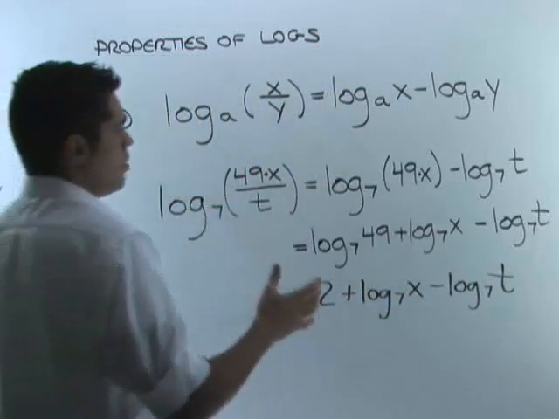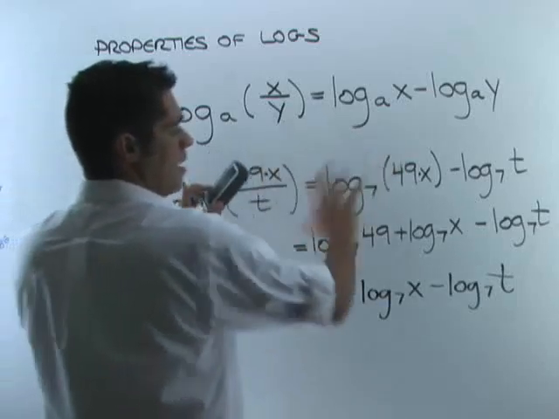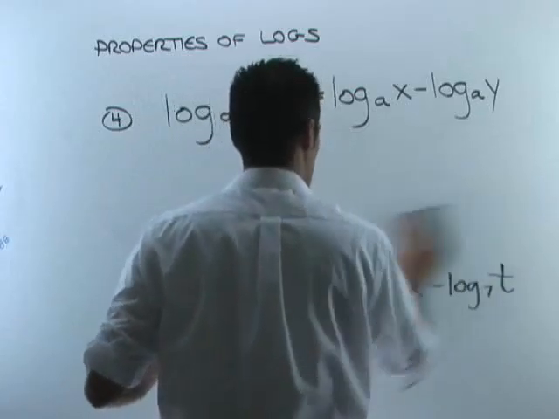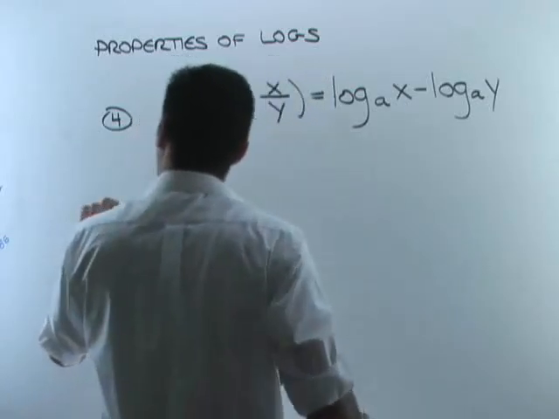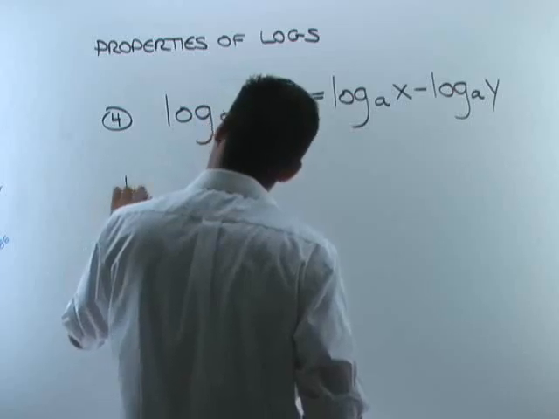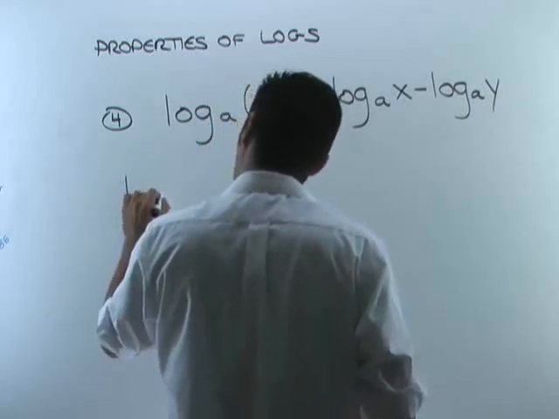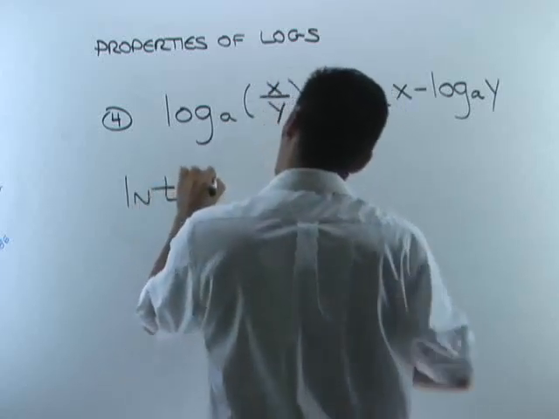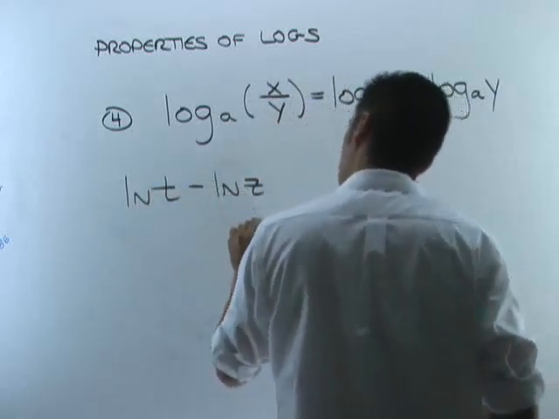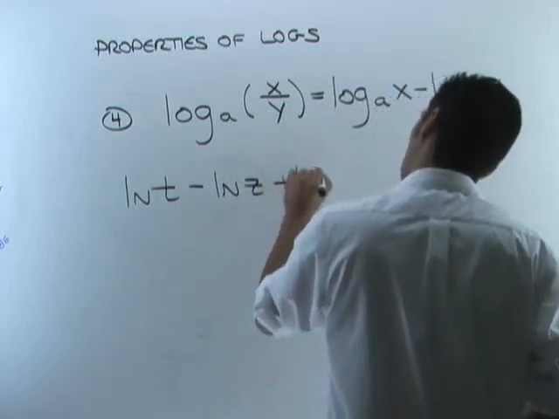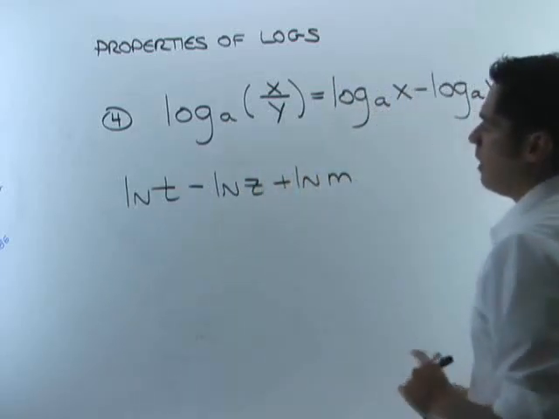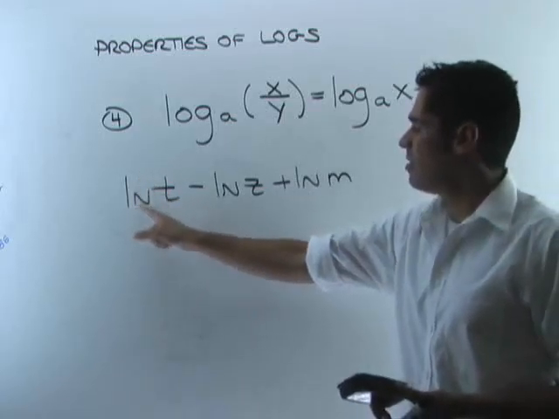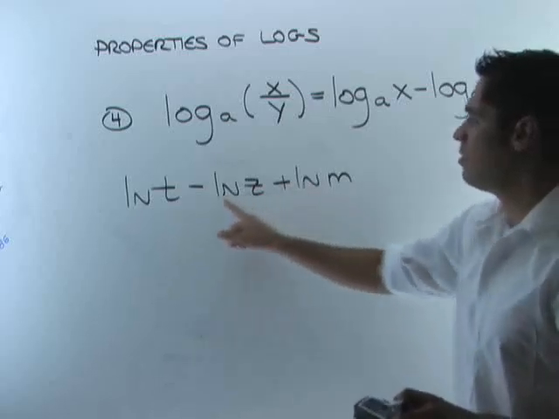Now, let me give you another problem. This time, instead of expanding everything, I want to condense. So let's try and condense here. I'll give you natural log of t minus natural log of z plus natural log of m. Okay, let's condense this into one thing. Well, first of all, you have to make sure you have the same log. So it's same logs, right? Same base. Remember, the base here is e.